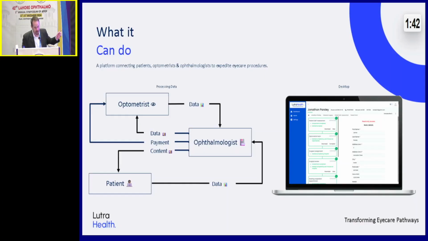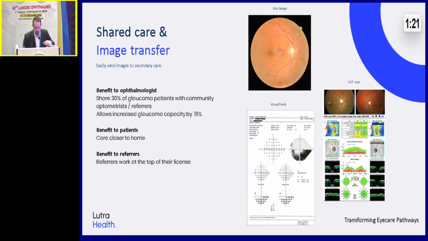So we can push data from optometrist to ophthalmologist, that was set up, and patients' data to ophthalmologist. But also we can pay the optometrist with the software. The ophthalmologist can feed back to the optometrist and can send content, consent videos, lens choices, and those type of things to the patient before they even meet them.